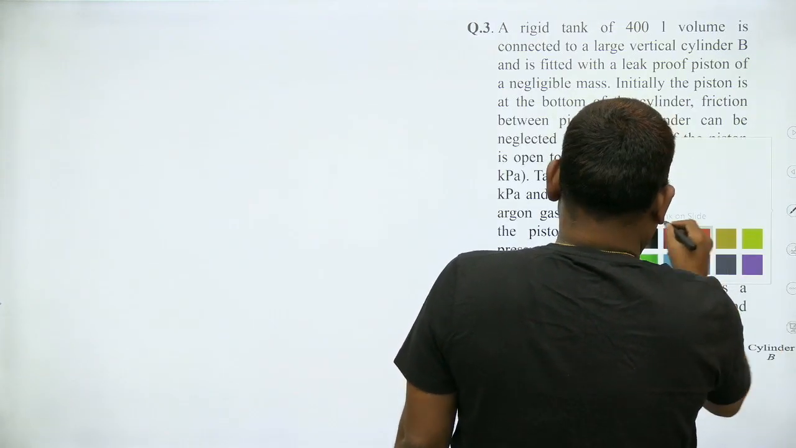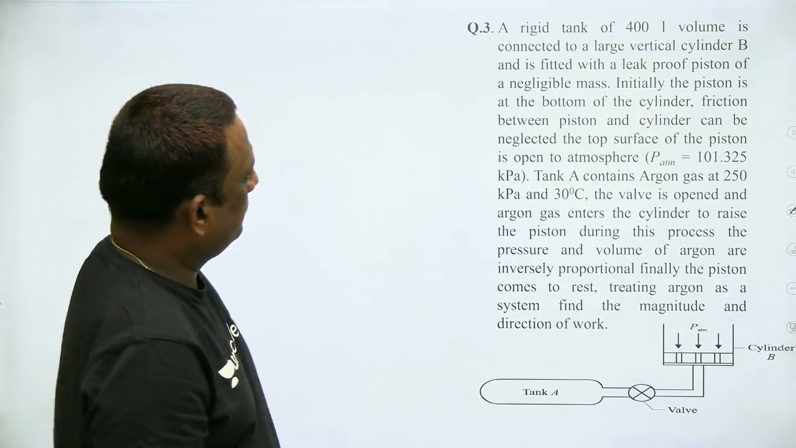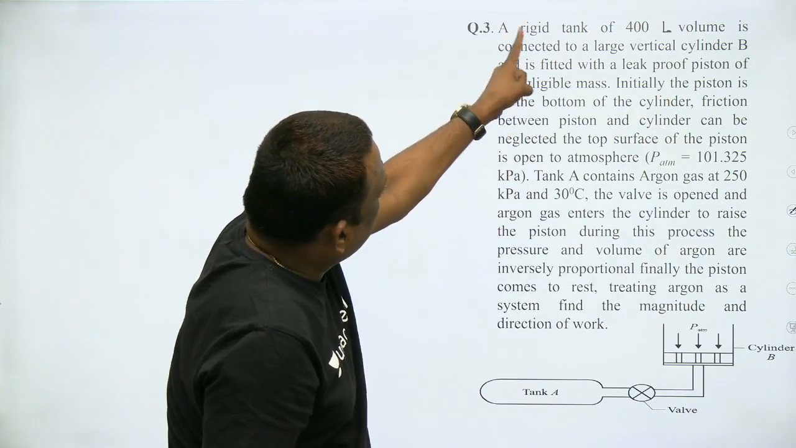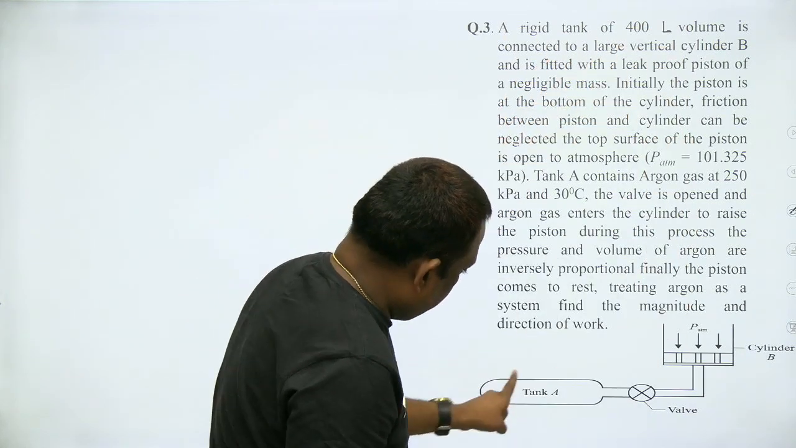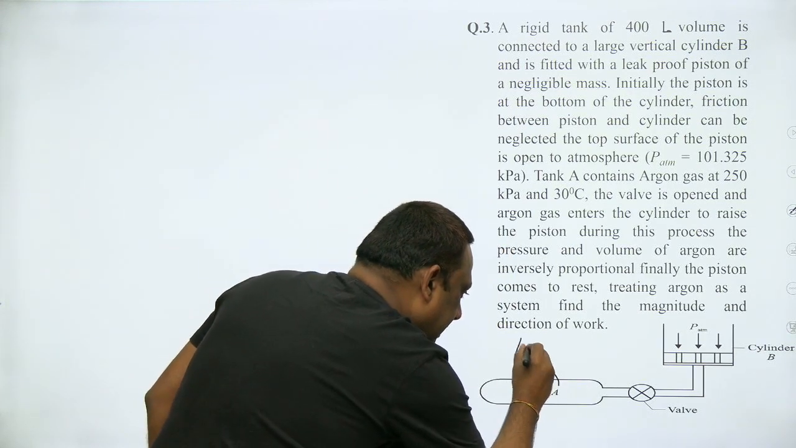It's a beautiful question, you know. Chalo, padho ek baar. A rigid tank of 400, dekho, this is the tank, of 400 liter.